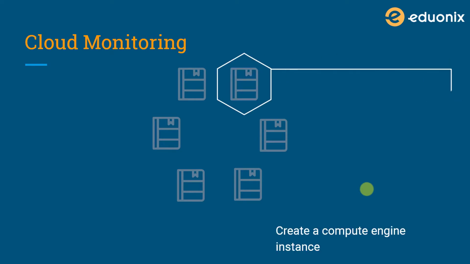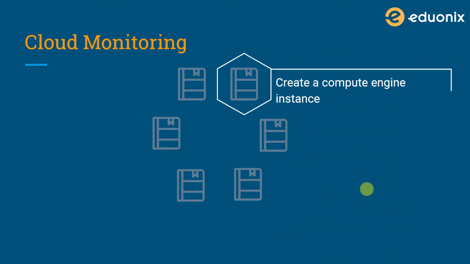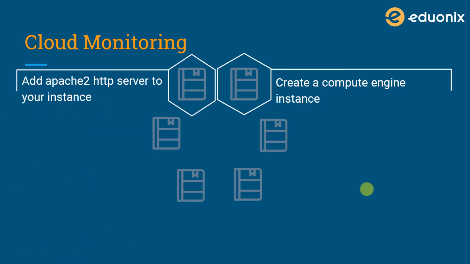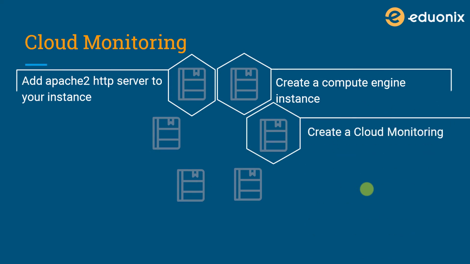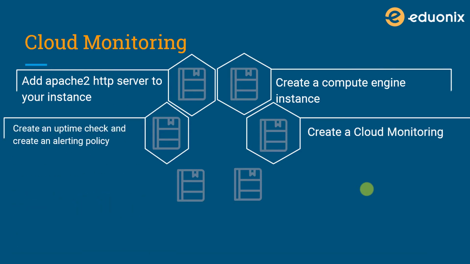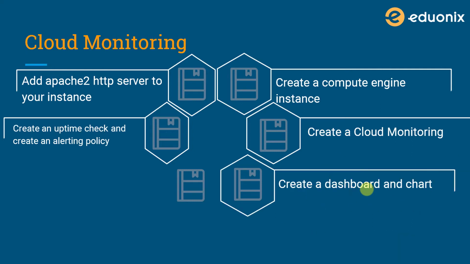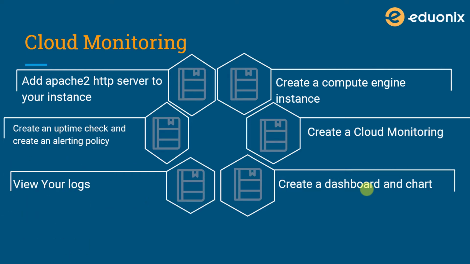First, we will learn how to create a Compute Engine instance, or a virtual machine instance. We already did that before. Second, we will add Apache HTTP server to our instance. Third, we will create a Cloud Monitoring workspace, then create an uptime check and alerting policy for our virtual machine. Then we will create a dashboard and chart to see the insights of our virtual machine. And last, we will learn how to view our logs.